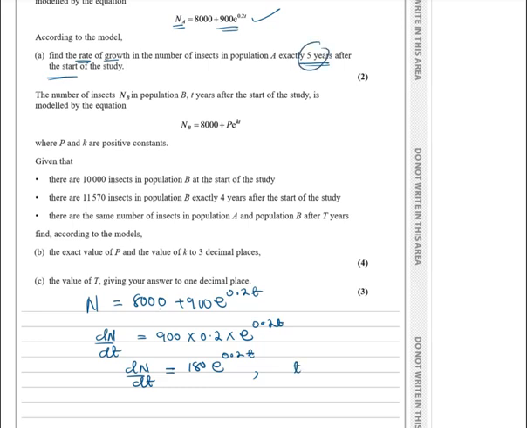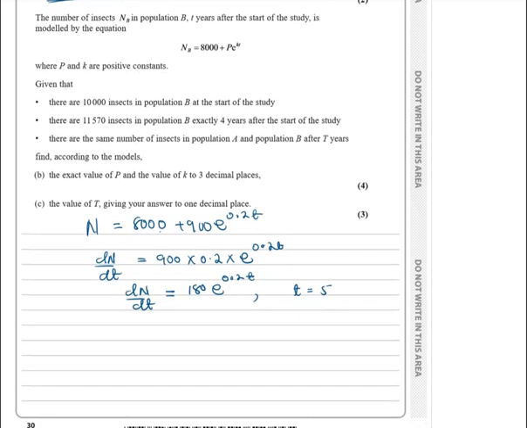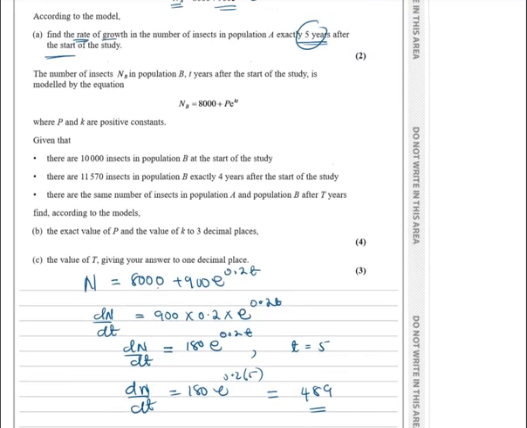That means T is equal to 5. So dN/dT is equal to 180 e to the power of 0.2 times 5. When you press your calculator, you're going to get your final answer, which is 489. I have this answer here rounded.